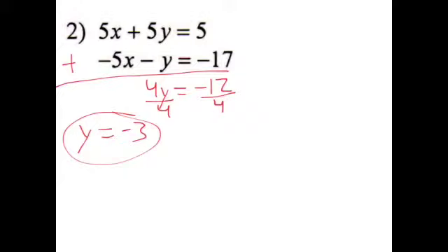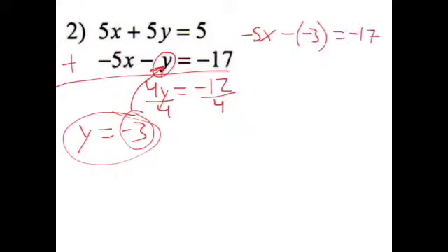So there's my first equation. I know what y is, so now I can take my y and put it into one of my equations. I'm going to put it into that second one. Let's put it there in my second one. And that will give me negative 5x minus negative 3 equals negative 17. Remember that the negative of a negative is positive. So I really got negative 5x plus 3 equals negative 17.